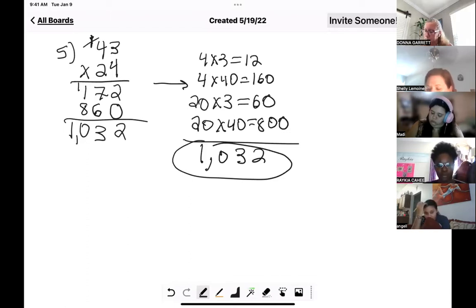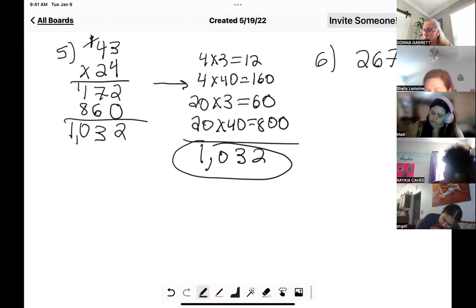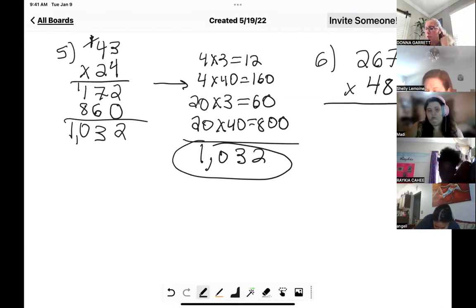Okay, 6. 267 times 48. So now we're doing a 3-digit times a 2-digit. Now, I do know these are very easy to make mistakes, so don't do these too quickly.